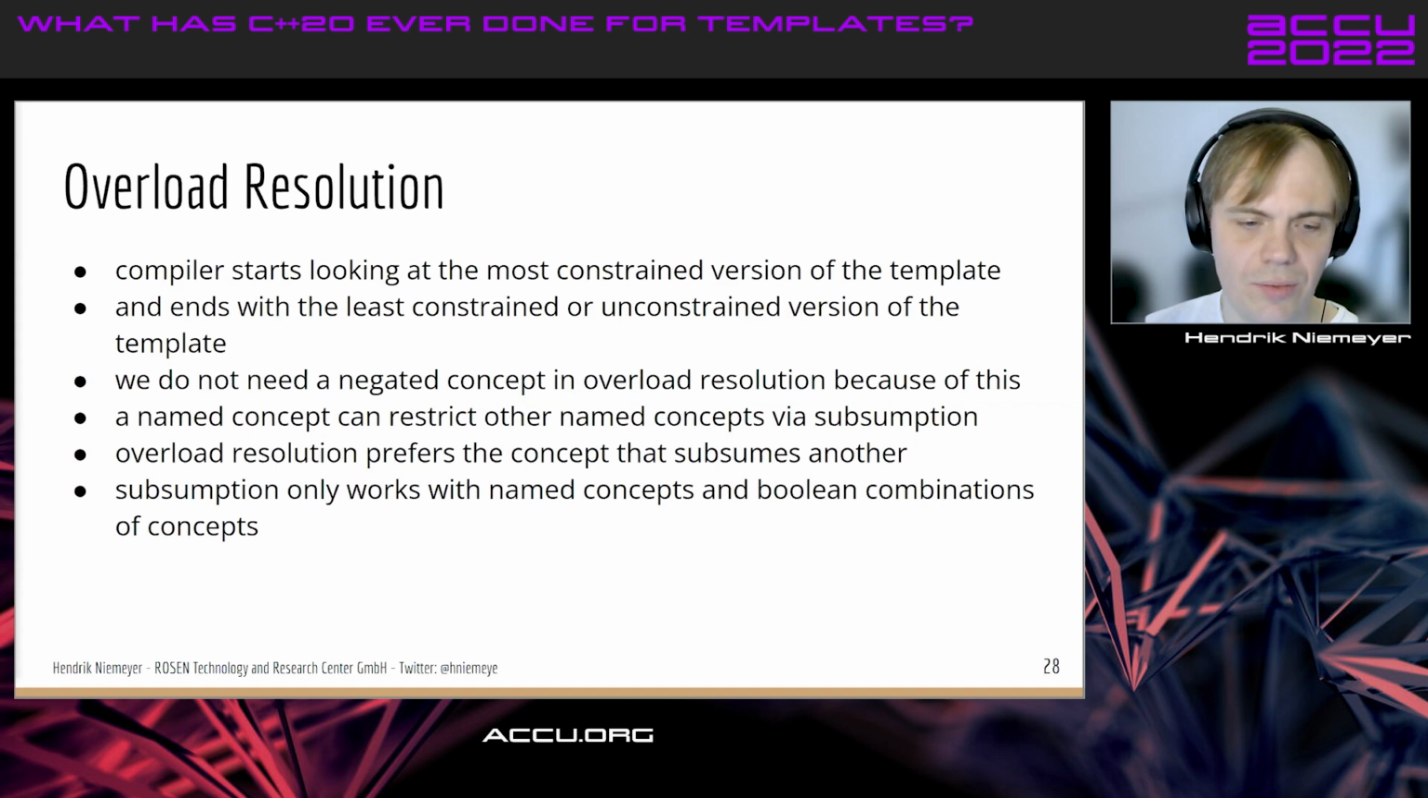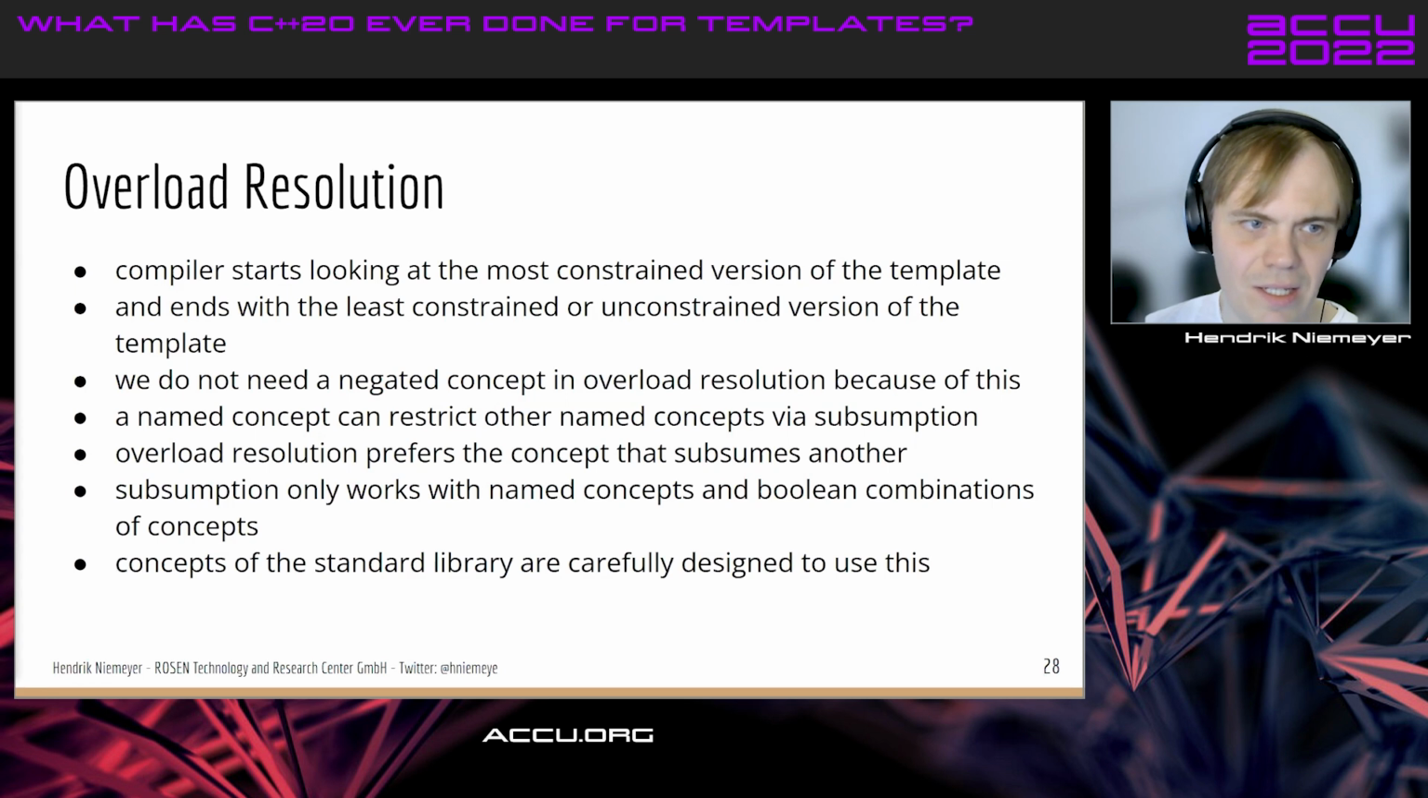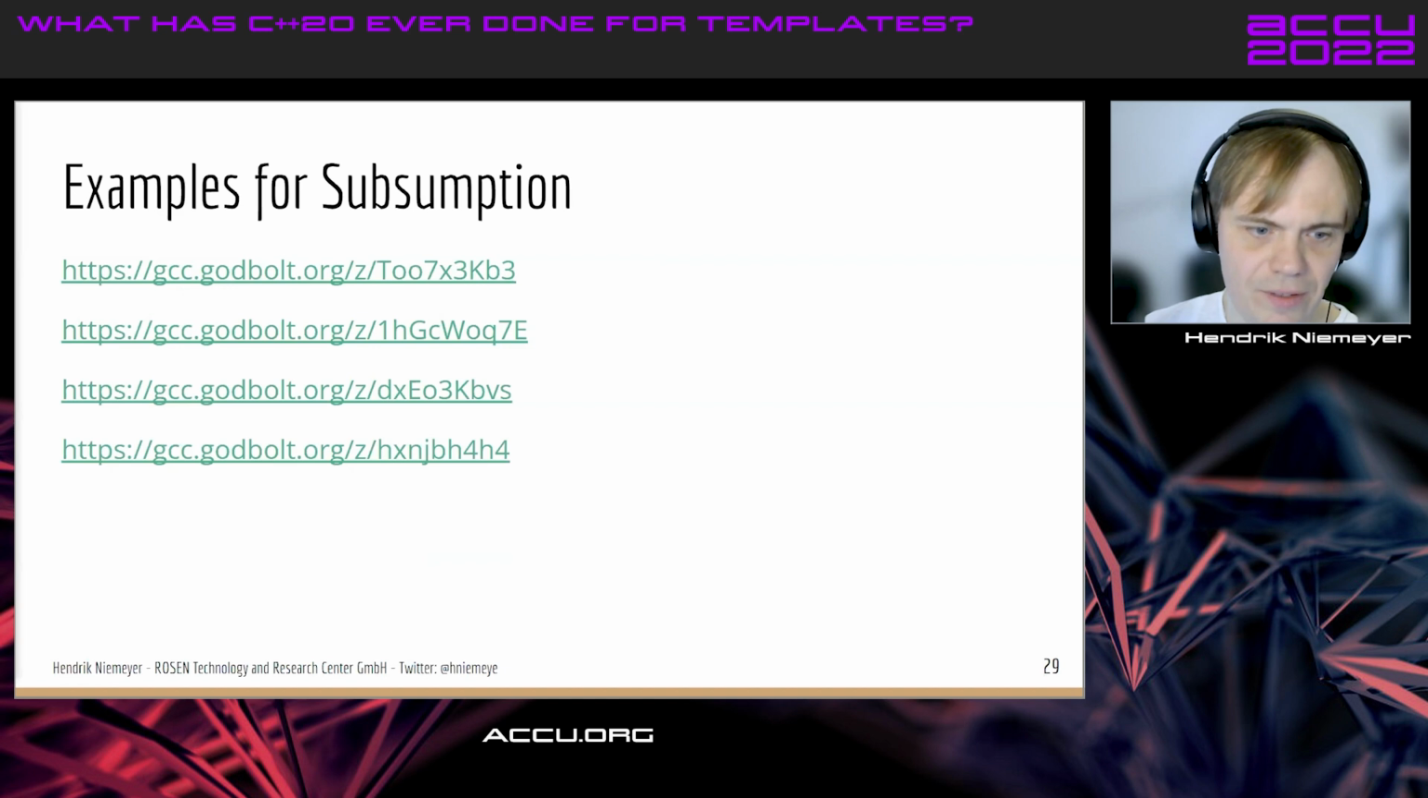And there is one limit, though: these subsumption rules only work with named concepts and Boolean combinations of concepts and not with other things like constexpr rules or, for example, type traits. And the concepts of the standard library are carefully designed to use this, which is also why I earlier gave the remark that it's a good idea to use concepts from the standard library. And now let's have a look at what I meant with concept subsumption and try to explain there.